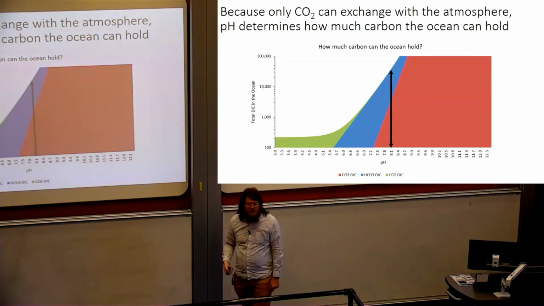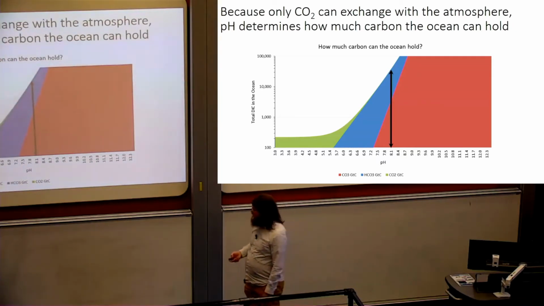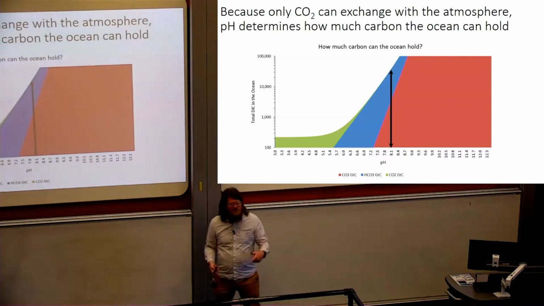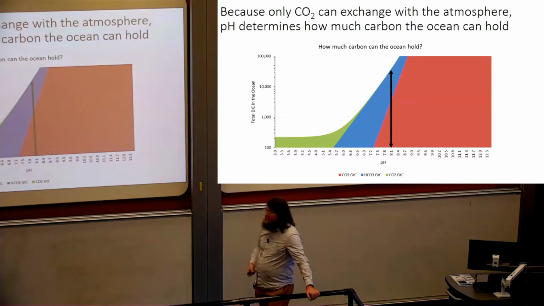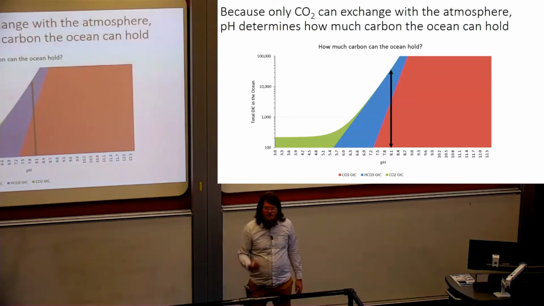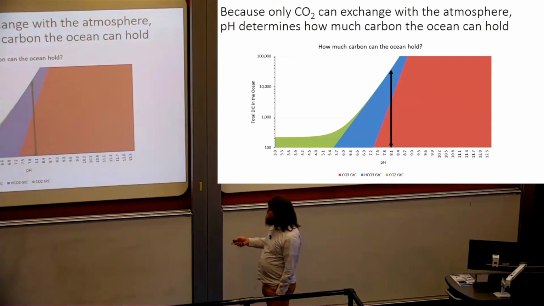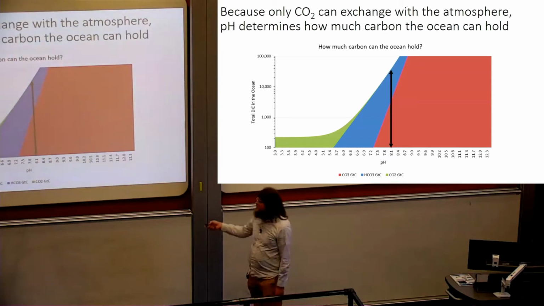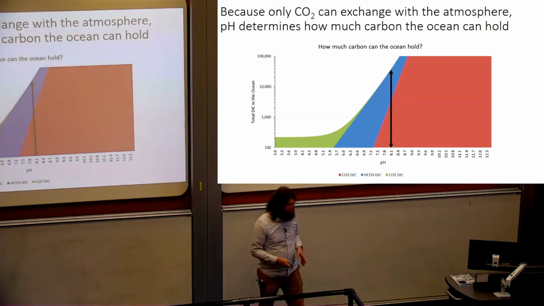So there's a really important feedback here, and it's a positive feedback, and that's positive in that it's self-reinforcing, not that it's a good thing. It's definitely not a good thing. If we add CO2 to the atmosphere, that will acidify the ocean, and that means that the ocean can store less carbon, which will mean the atmospheric CO2 concentration will go up. So that's bad for climate, and it's also bad for the ocean because it's changed the pH. And that's what we're going to be looking at for the lecture.